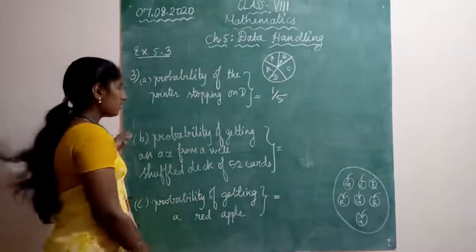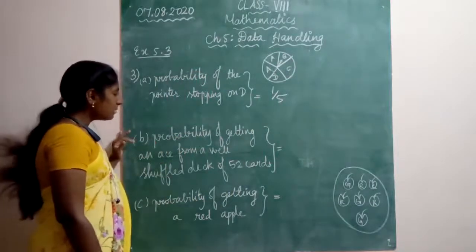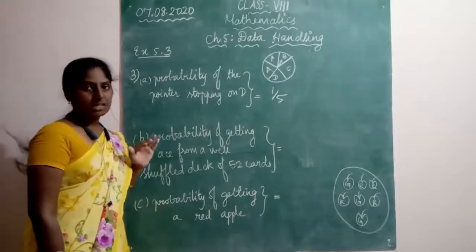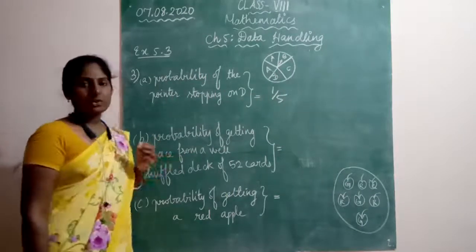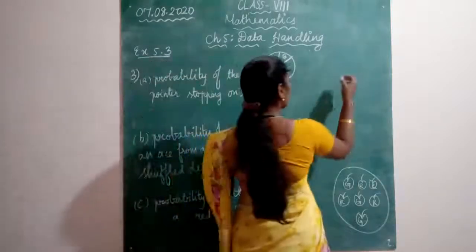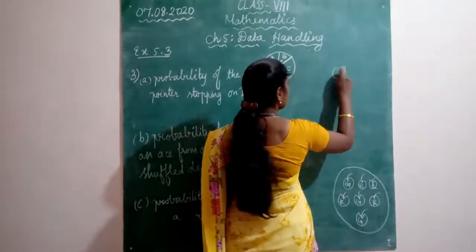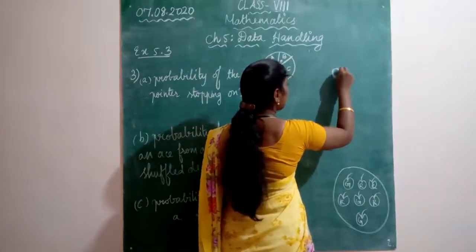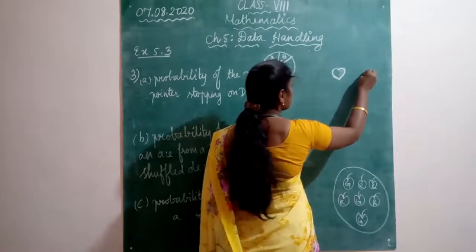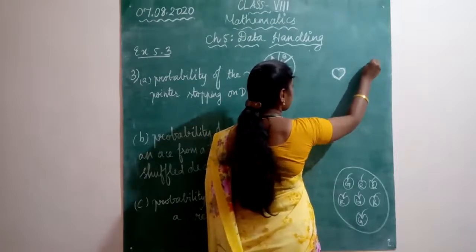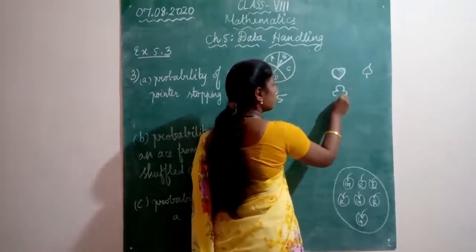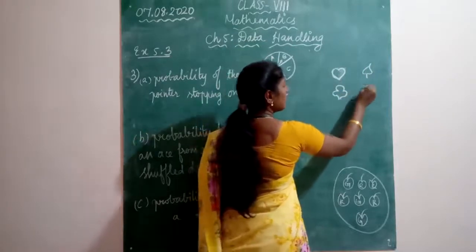Is it clear? Okay. So the next one is the probability of getting an ace from a well shuffled deck of 52 cards. These are the 52 cards we use for playing, right? In playing cards we have 4 symbols. We have heart, then we have spade, then we have clover, then we have diamond.